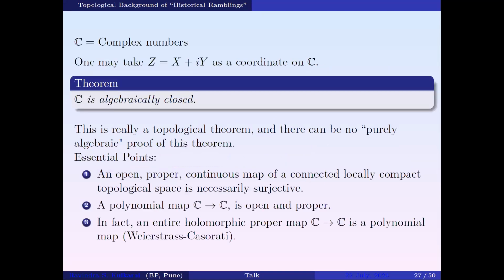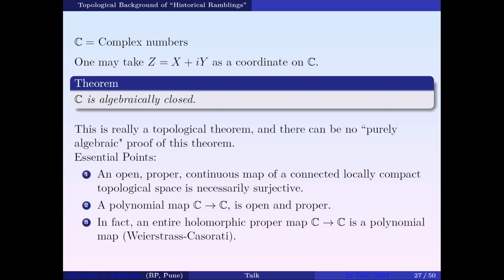And another important fact is complex numbers are algebraically closed. So every polynomial with complex coefficients of degree at least 1 has a root. And now this is really a topological theorem. The underlying general principle is really proper mapping between locally compact topological spaces. Proper means continuous and the inverse image of a compact set is compact. And so polynomials are the only proper maps after you choose that one coordinate.